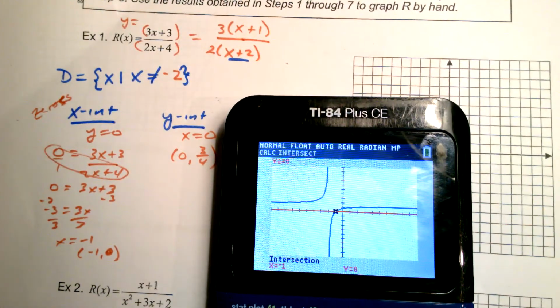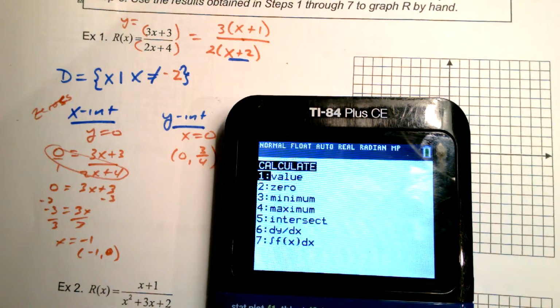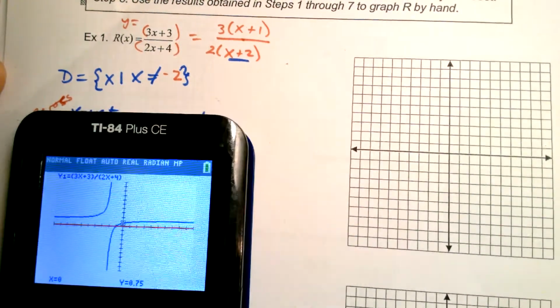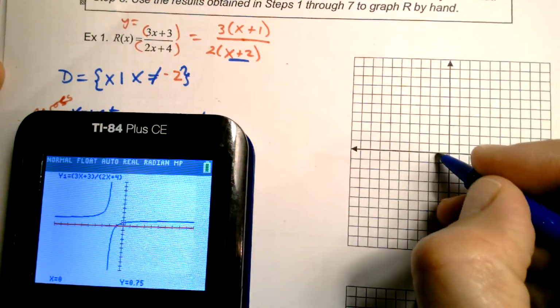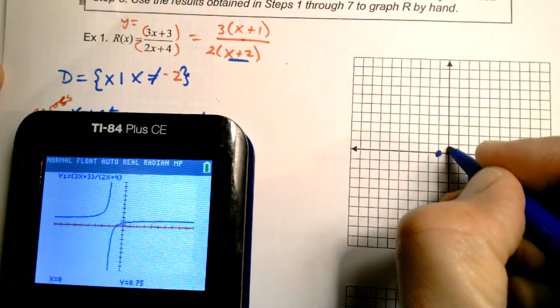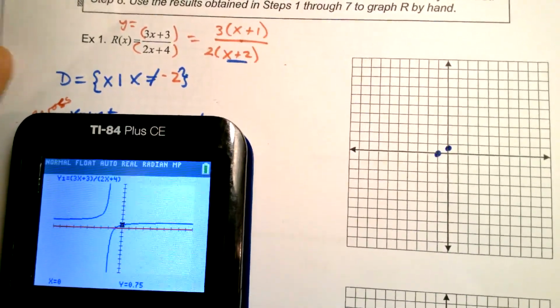Okay. And then last but not least, if I want my y-intercept, second trace value, plug in 0. Then we get 0.75 or 3/4. So either one works. All right, so I'm going to graph those guys. So I got -1, 0 is right here. And then 0.75 is just up 3/4 of a box. So right there. So I've got my x and y intercepts graphed.